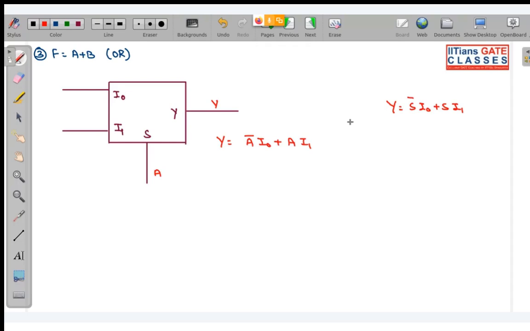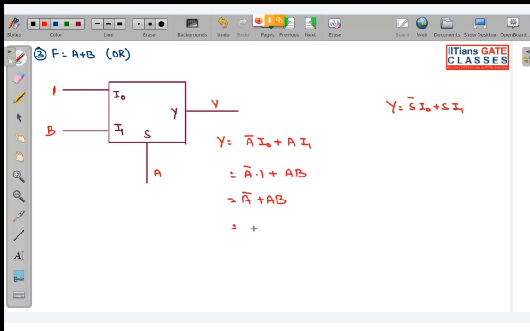This was one of my interview questions at Tata Power when I was in IIT. At that time, they asked me what will be the OR gate. This was a quick fire round, and you need to think very quickly. If you take I naught as 1 and I1 as B, what will happen? Your expression will be A bar dot 1 plus AB. So this will be A bar plus AB.